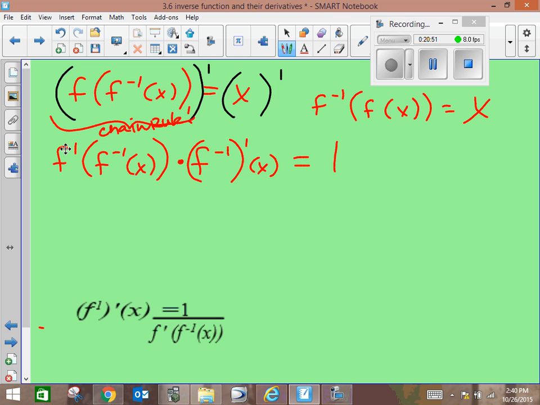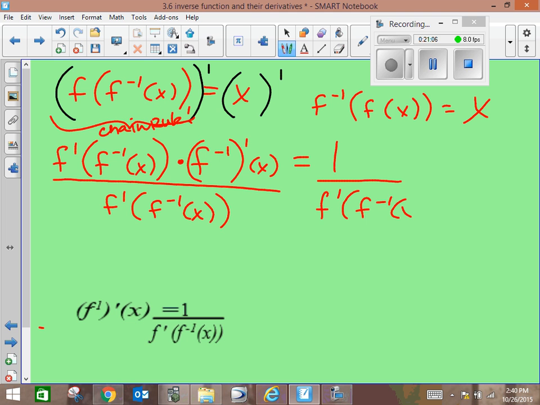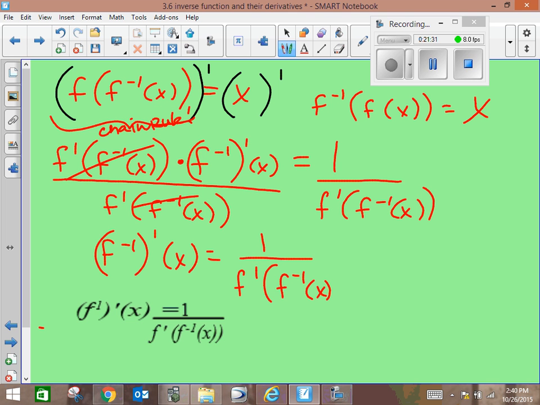Okay, now, we want the derivative of the inverse function, so if we want this to be by itself, what are we going to do with this mess? Divide it by f prime f inverse of x. So there you have your answer right here. The derivative of f inverse of x equals 1 over f prime f inverse of x. That's the one we've been working with.